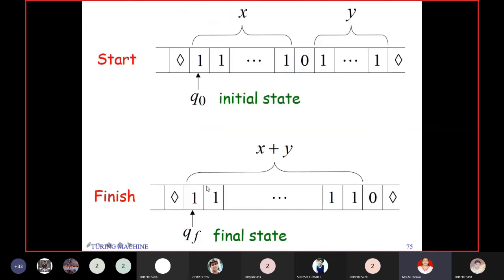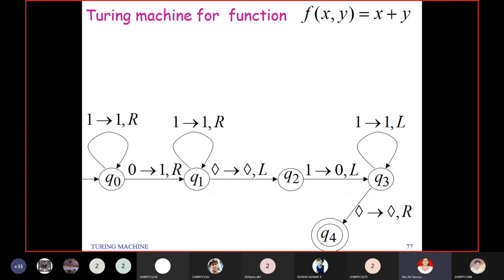See, look here. This is what we have taken as the final state. So the read head should point to this one and it should halt at Q5. That's what you can find in this diagram. From this Q3, you have to go through all the ones and move right until you find the blank symbol. When you find a blank, you keep that blank as blank, but move right and halt at Q4. Clear?